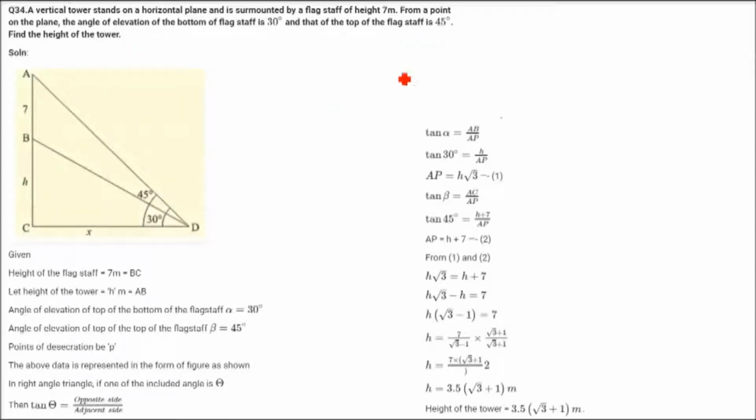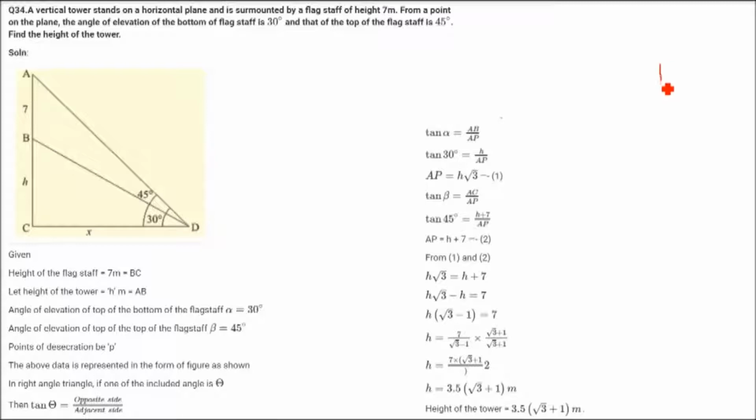A vertical tower stands on a horizontal plane and is surmounted by a flagstaff of height 7 meters. From a point on the plane, the angle of elevation of the bottom of the flagstaff is 30 degree and that of the top of the flagstaff is 45 degree. Find the height of the tower.